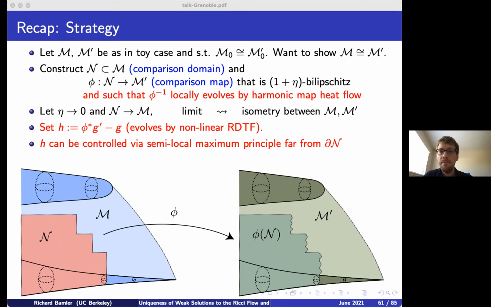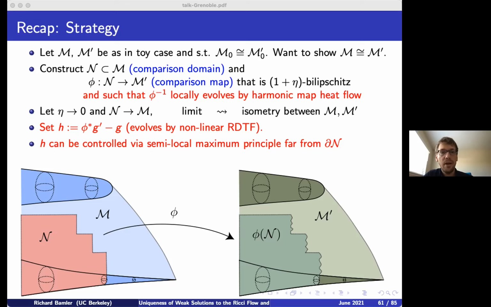Essentially there are two different tasks. We have to first construct this comparison domain N, and N will be constructed in such a way that we're staying away from singularities, or away from regions where the curvature is too high. And then we have to construct phi. So our first goal will be to construct the comparison domain.